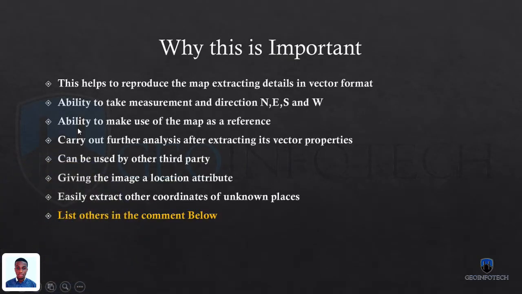Another thing is it helps you to reference the map, the ability to use the map as a reference. You can use the map as a reference for other projects. So if you are working on another project and you want to overlay another image that speaks more about that information, you can use the same map as a reference. You can use it as a base map. You can use it to do other things depending on what you're trying to do. Another one says you can carry out further analysis, structuring the vector property, and it can be used by a third party.